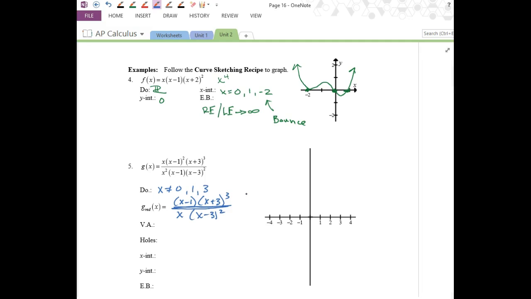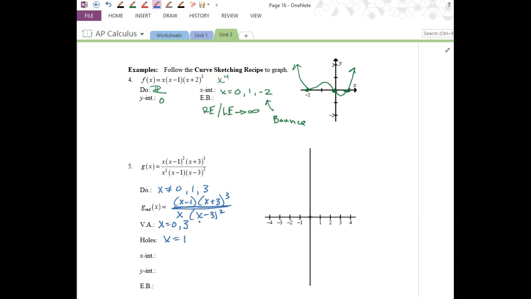Okay, so now once I've simplified, I can figure out where my vertical asymptotes are. Where are my vertical asymptotes? 0 and what else is on the bottom right now? And 3. So I have vertical asymptotes at 0 and 3. There's a hole at 1, because I canceled that. Remember my domain, I have 0, 1, and 3. So if 0 and 3 are vertical asymptotes, that tells us 1 is a hole. So there's a hole at x equals 1, and that's very interesting.